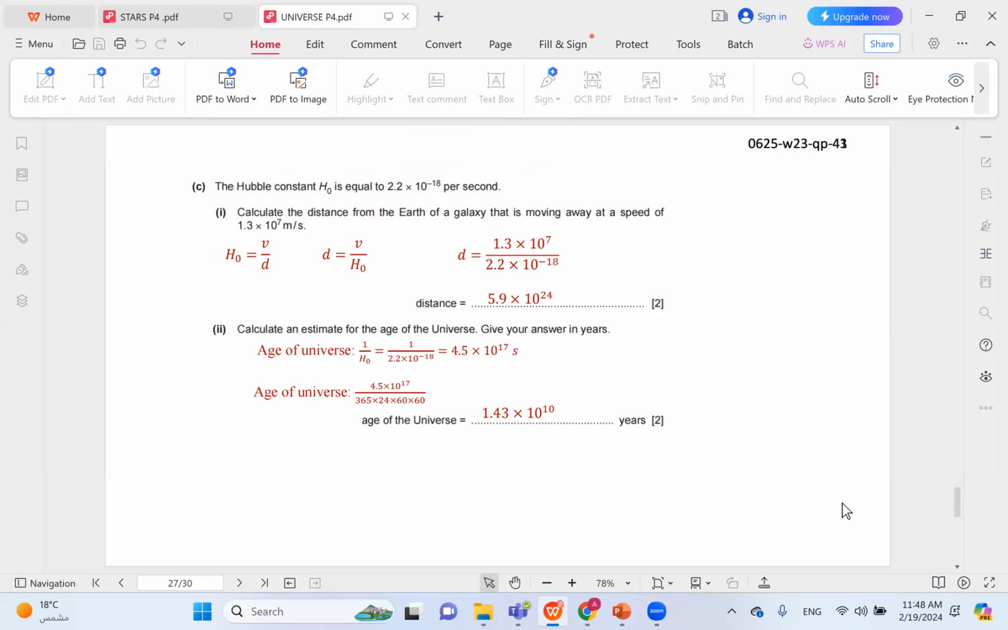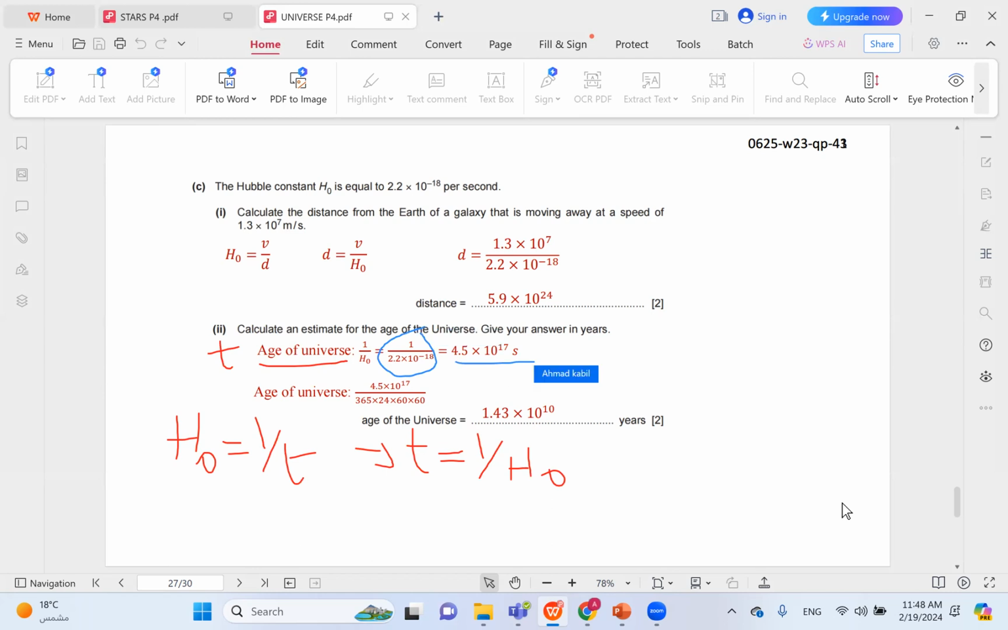Calculate an estimate for the age of the universe and give your answer in years. Like we said, the age of the universe is basically time. And we know that H naught is 1 over time. So time would just be 1 over H naught. And 1 over H naught is calculable. You just do 1 over the number that we're given, and we get 4.5 times 10 to the power of 17 seconds.